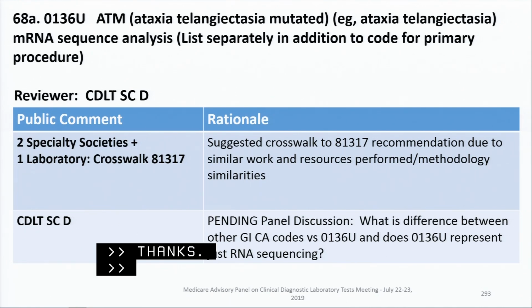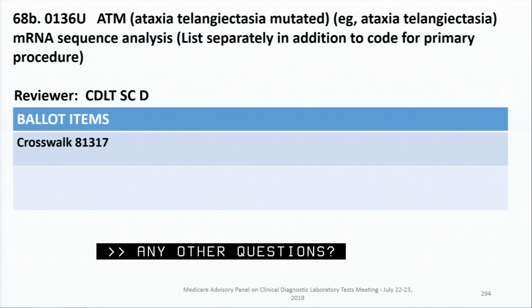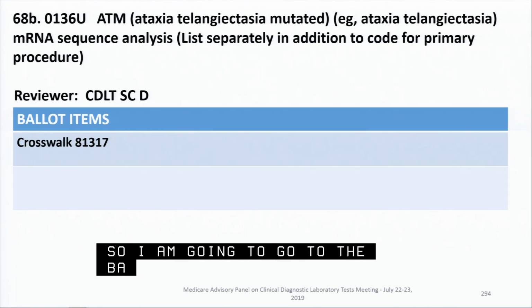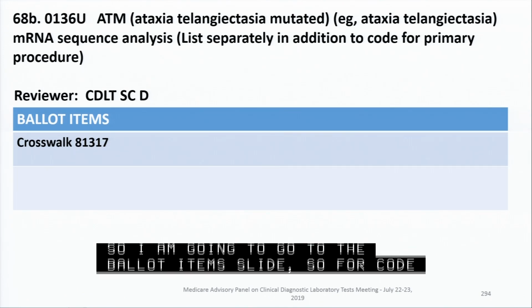Okay. So I'm going to go to the ballot items slide. So for code 0136U, the crosswalk is 81317, and of course, gap fill. Please cast your votes.